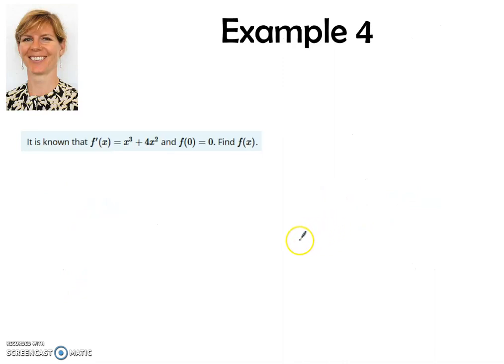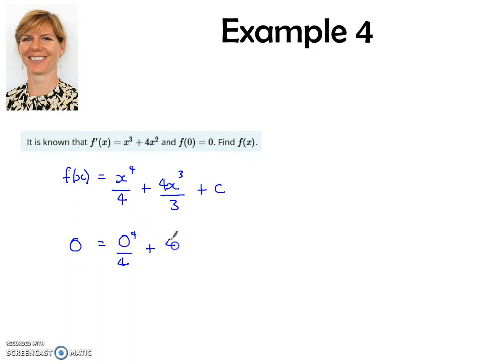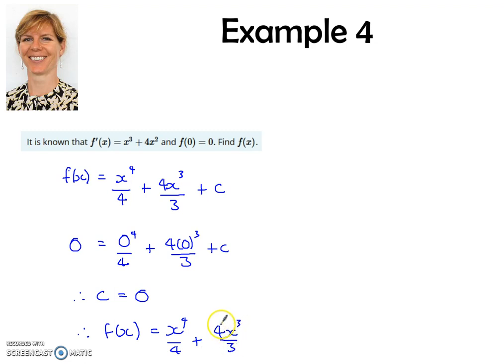Here's one where we're going to do exactly that. We've been told the derivative. We know that f of x is going to be the integral of this, so x to the power of 4 over 4 plus 4x to the 3 over 3 plus c. That's my integral, but I also know that when x is 0, the value of this function is 0. So this is 0, and this is also 0, plus c, therefore c must be 0. Now it says find f of x, so f of x equals x to the power of 4 on 4 plus 4x to the power of 3 on 3. If it says find f of x, make sure that you state f of x; don't just leave it here.